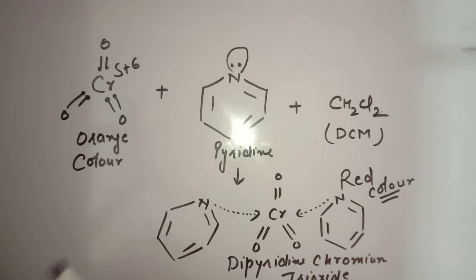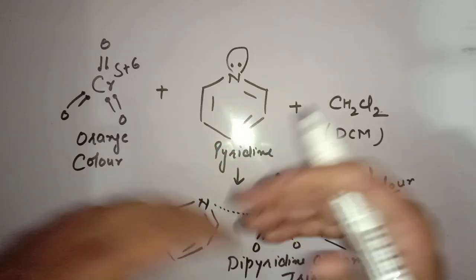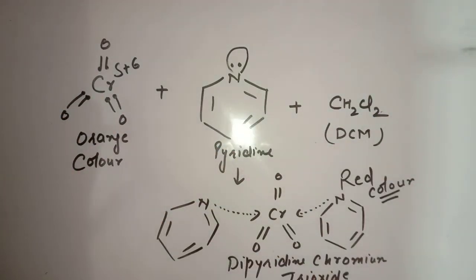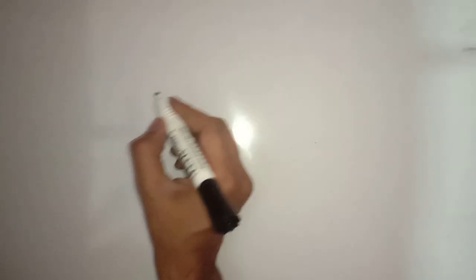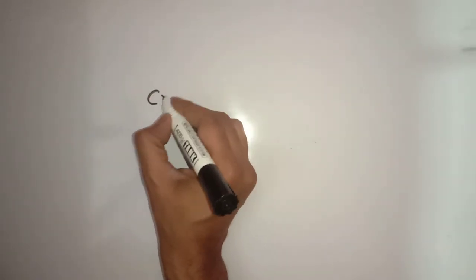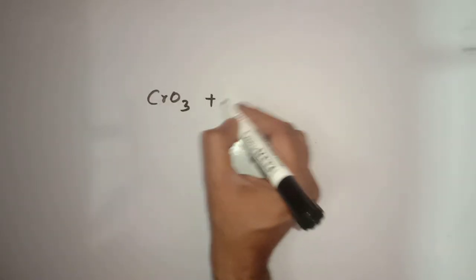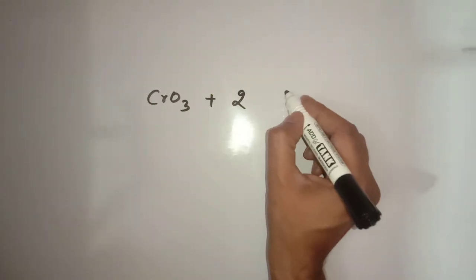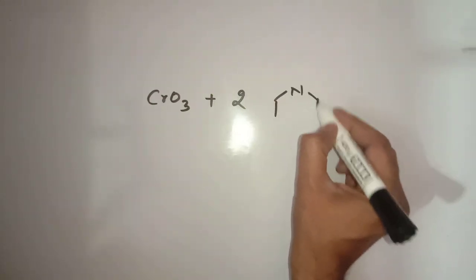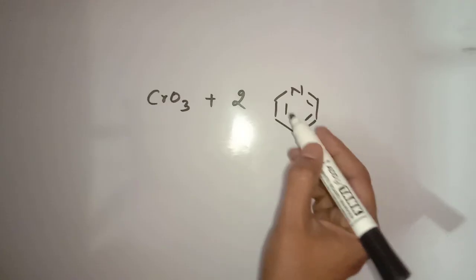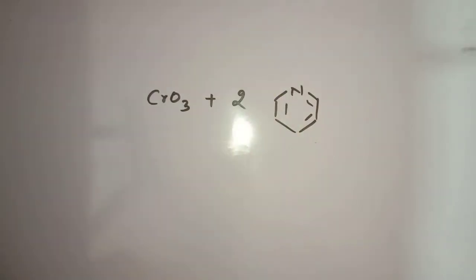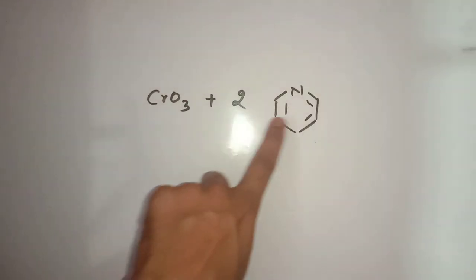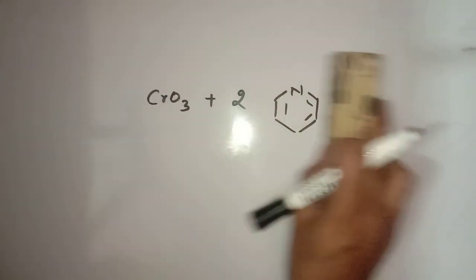Now let's check how it will perform its oxidizing action. Please check CrO3 plus 2 pyridine molecules will be required there. That was not written, so please check. 2 pyridine molecules will combine with that CrO3. One particle of CrO3 will be coordinated by 2 pyridine molecules.